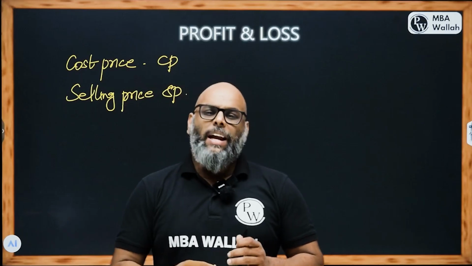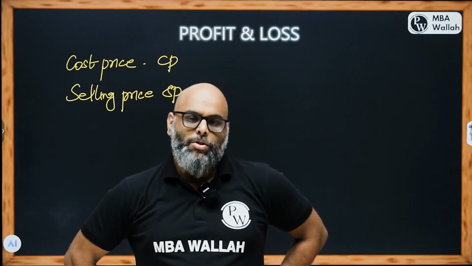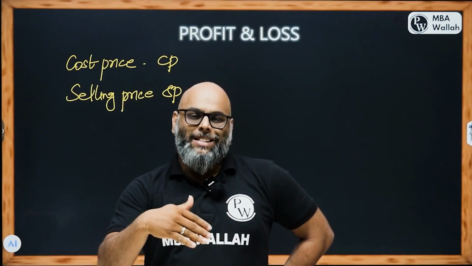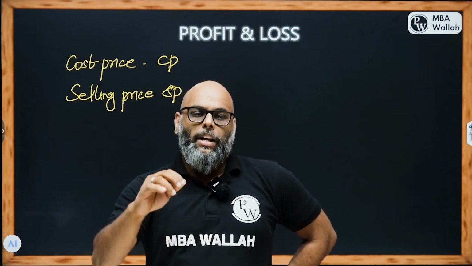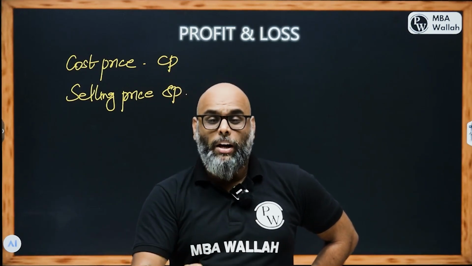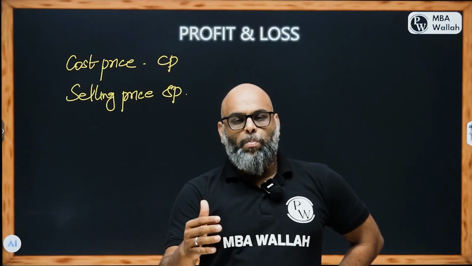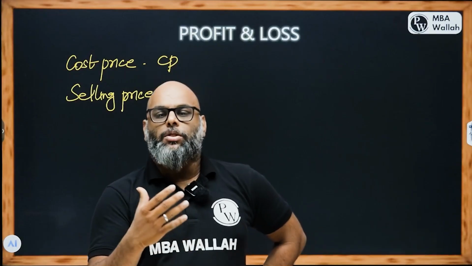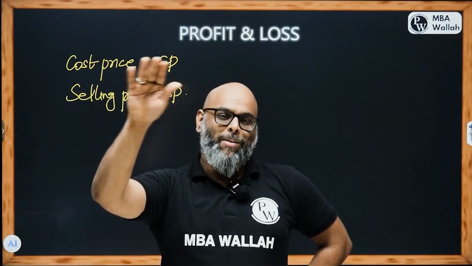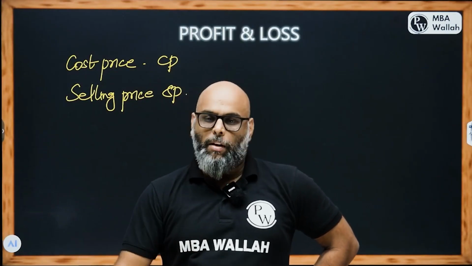Simple. Any amount that you pay to get a commodity, that's cost price. Any amount that you receive for giving away that commodity is selling price. The money that comes to your pocket is called selling price. The money that goes out of your pocket is called your cost price. You go to a shop, you pay 10 rupees to buy a chips packet, the cost price is 10 rupees for you. Your cost price is the shopkeeper's selling price. Remember that. So if you sell it for 12 rupees, that is selling price.